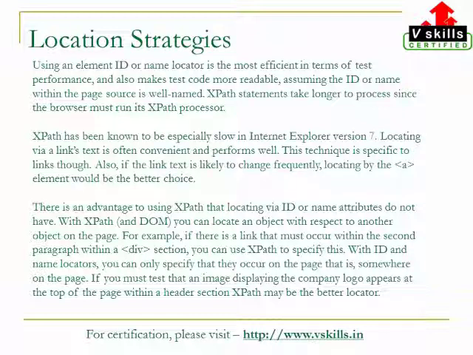There is an advantage to using XPath that locating via ID or name attributes do not have. With XPath and DOM, you can locate an object with respect to another object on the page. For example, if there is a link that must occur within the second paragraph within a div section, you can use XPath to specify this. With ID and name locators, you can only specify that they occur somewhere on the page. If you must test that an image displaying the company logo appears at the top of the page within a header section, XPath may be the better locator.